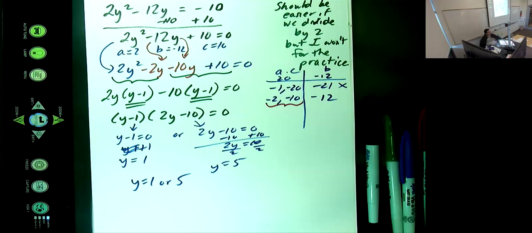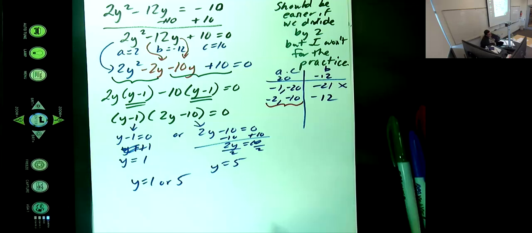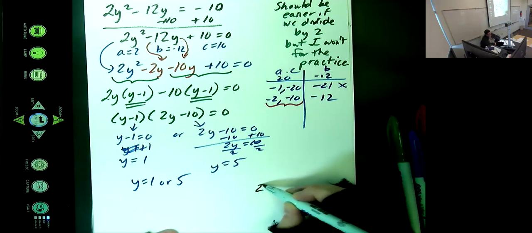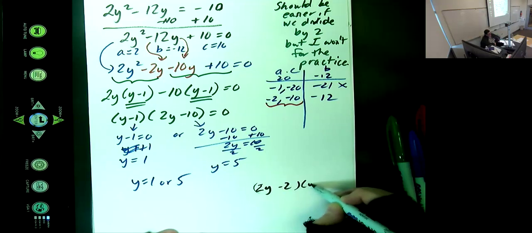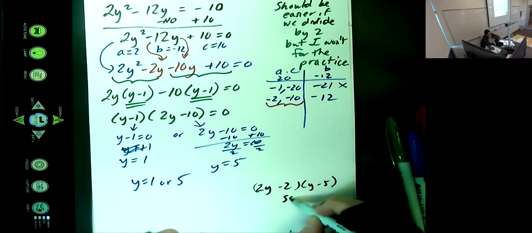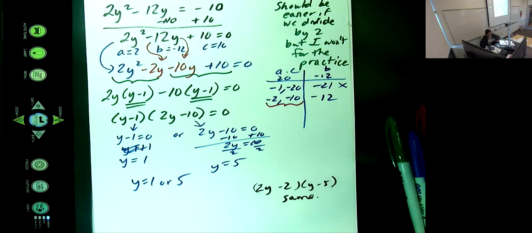I got something interesting, which is that I factored it without doing the chart, and I just turned it into 2y minus 2 and y minus 5, and I still got 1 and 5. So would I lose points for that or no? You do what? So I factored it as, instead of y minus 1 and 2y minus 10, I did 2y minus 2 and y minus 5. No, that's going to get you the same thing. Yeah, so I was going to say, but it's the same thing, but would that be inappropriate on a test?